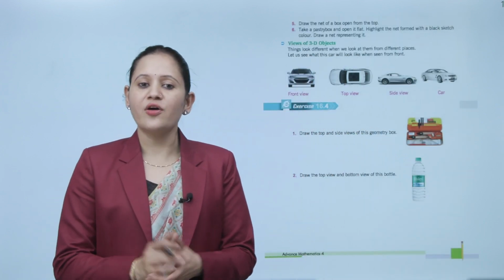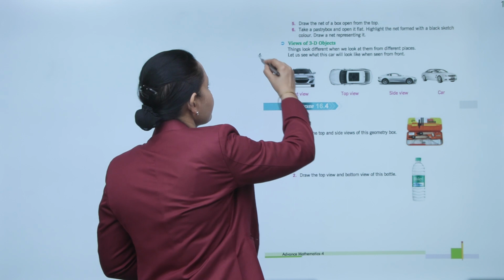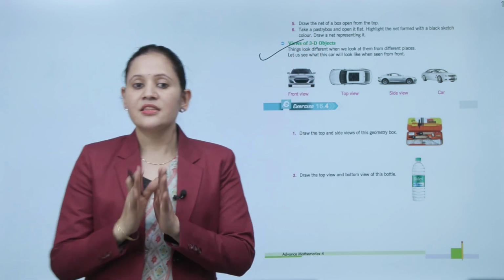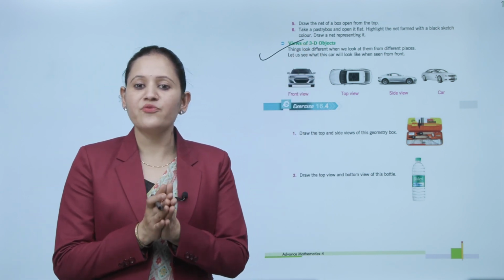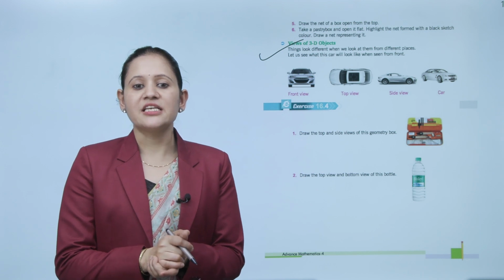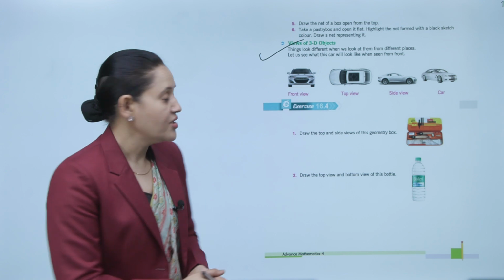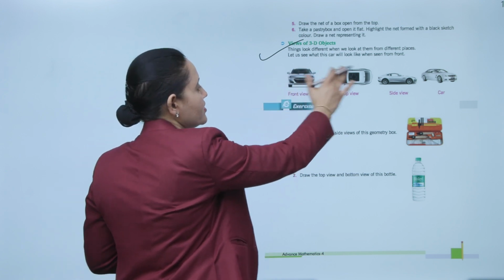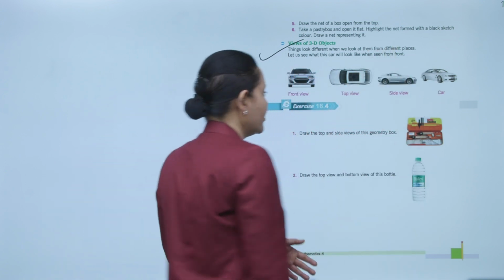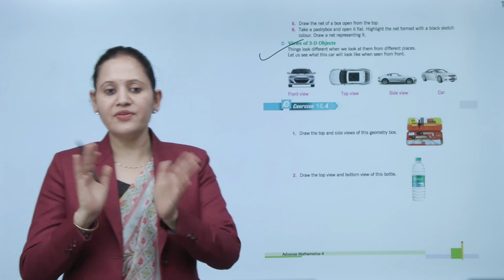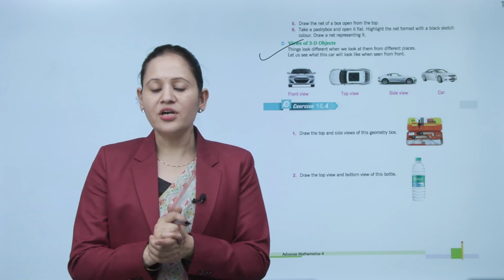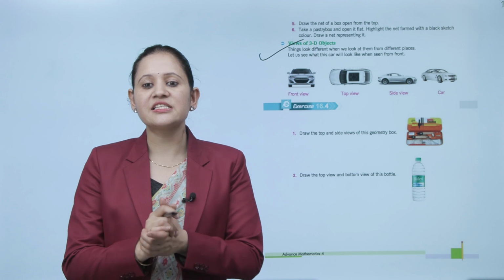Next is view of 3D objects. Things look different when we look at them from different places. Let us see what this car will look like when we see it from the front. So this is a front view, top view, side view, and this is the car. So at different positions we will have different looks or different views. Next is exercise 16.4.